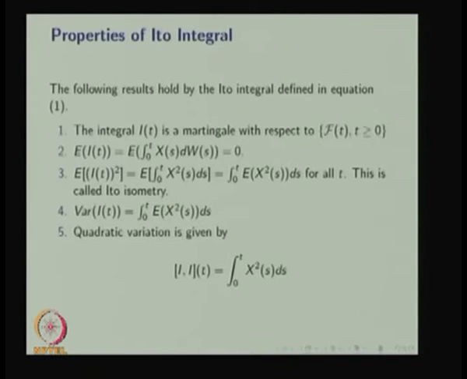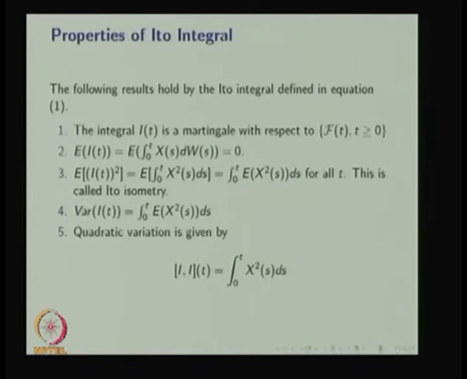The third condition: the expectation of I(t) given F(s), where s is less than t, is the same as I(s). You have to prove that the expectation of I(t) given F(s), where s is less than t, is equal to I(s). If that is proved for all t, since these three properties of a martingale are satisfied, I(t) will be a martingale with respect to the filtration F(t).